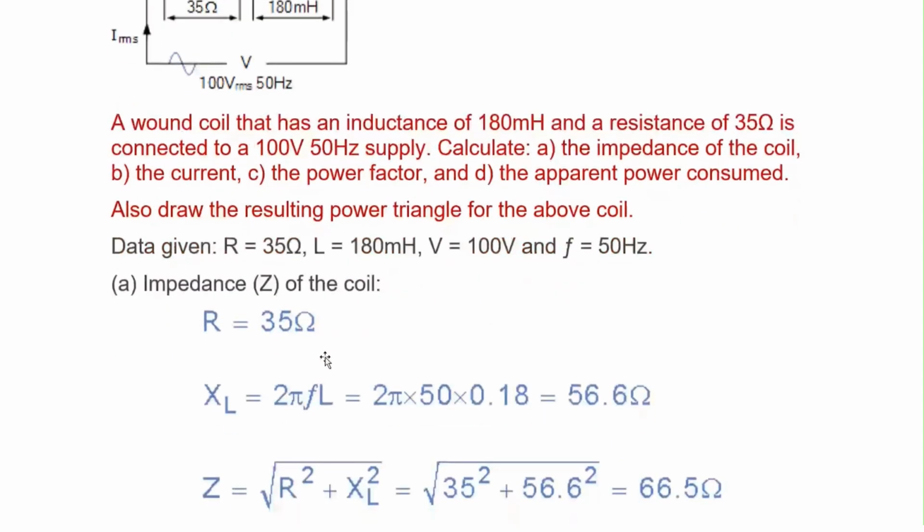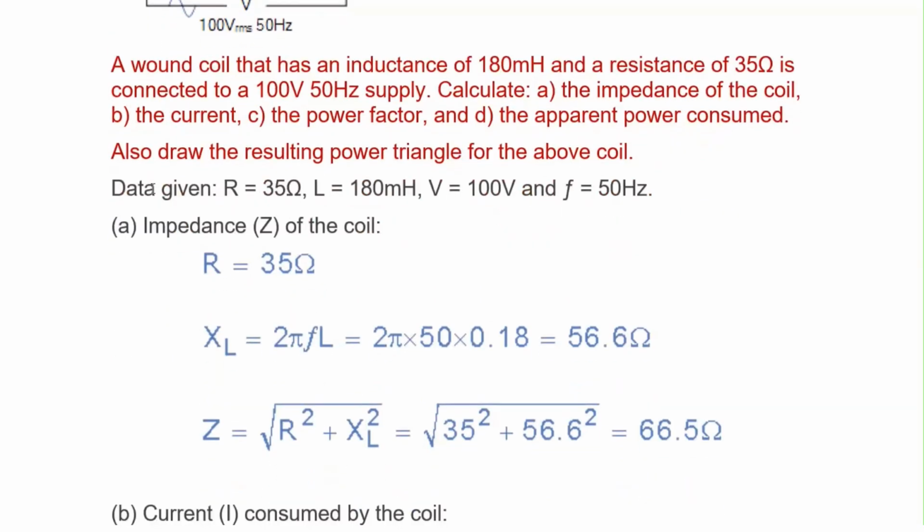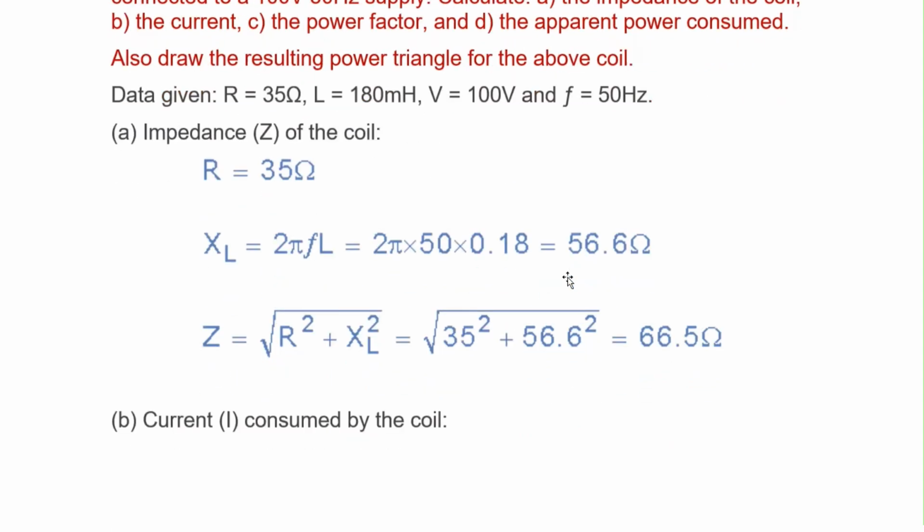So here is the question. A wound coil has the inductance of 180 millihenry and a resistance of 35 ohm, and is connected to 100 volt and 50 hertz supply. Calculate impedance of the coil, the current in the circuit, and the power factor, and also the apparent power consumed. Also draw the resulting power triangle for the above coil.